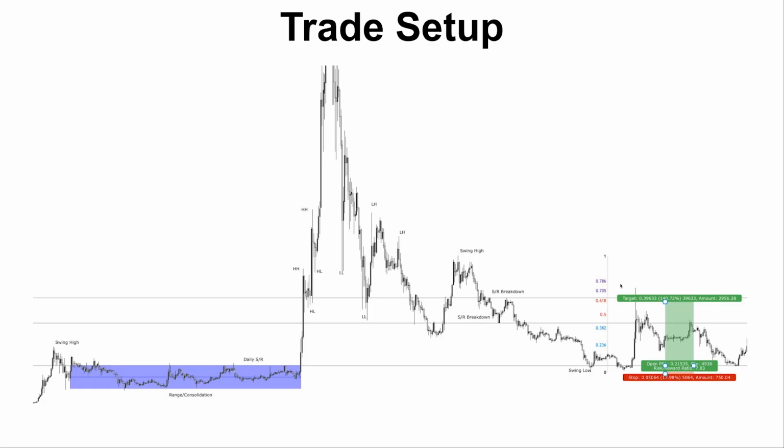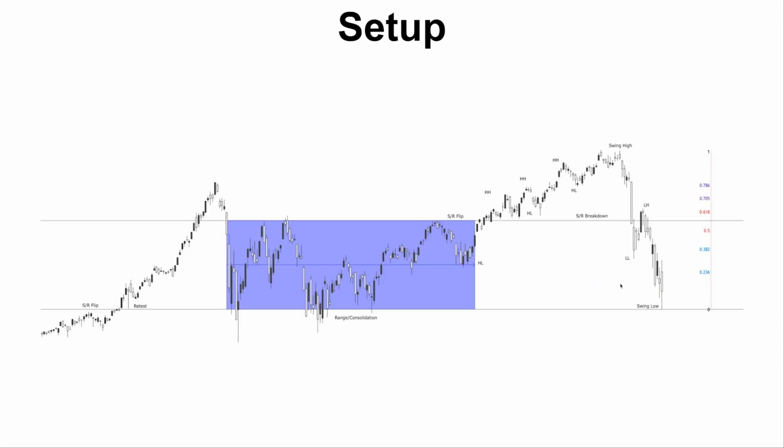Let's go to another example. Here, let's take this chart right here. It's another longer term daily macro view. Let's break it down.